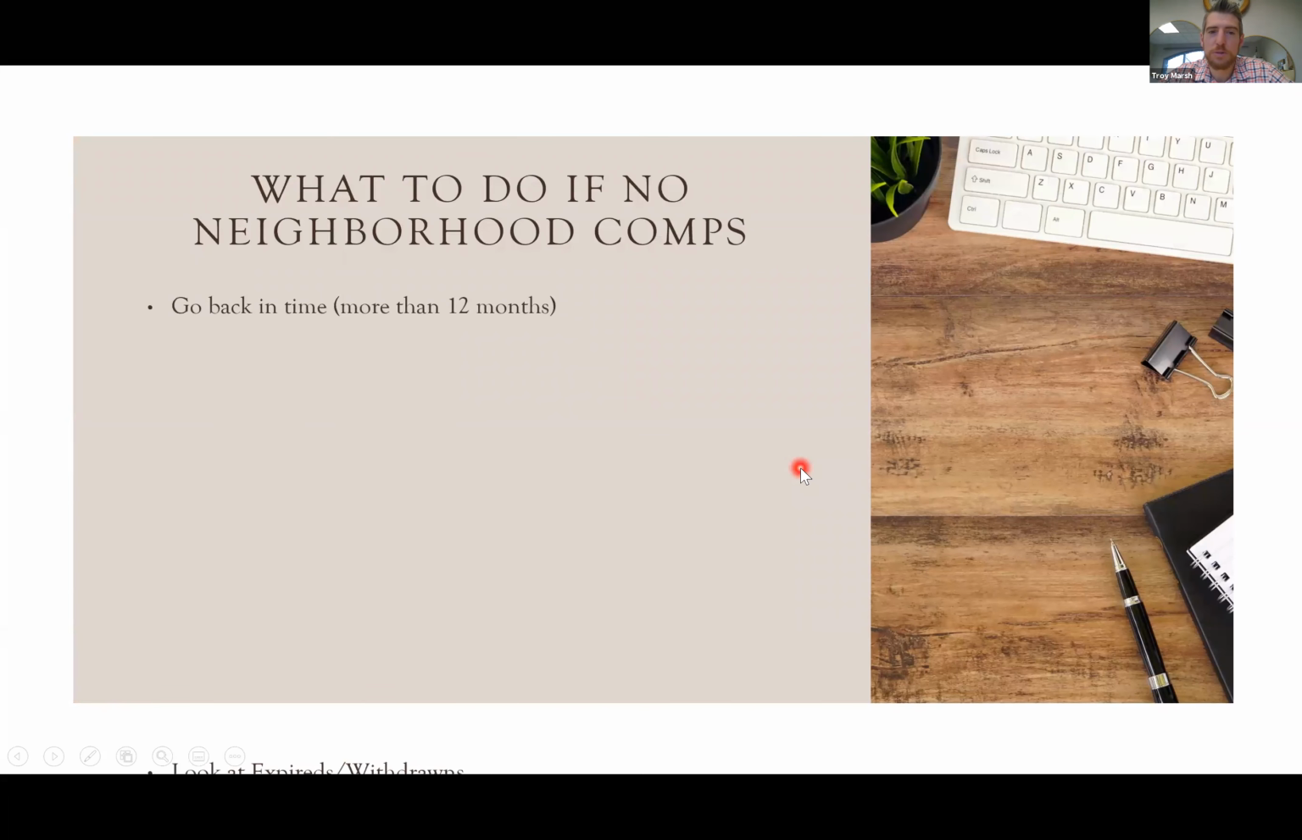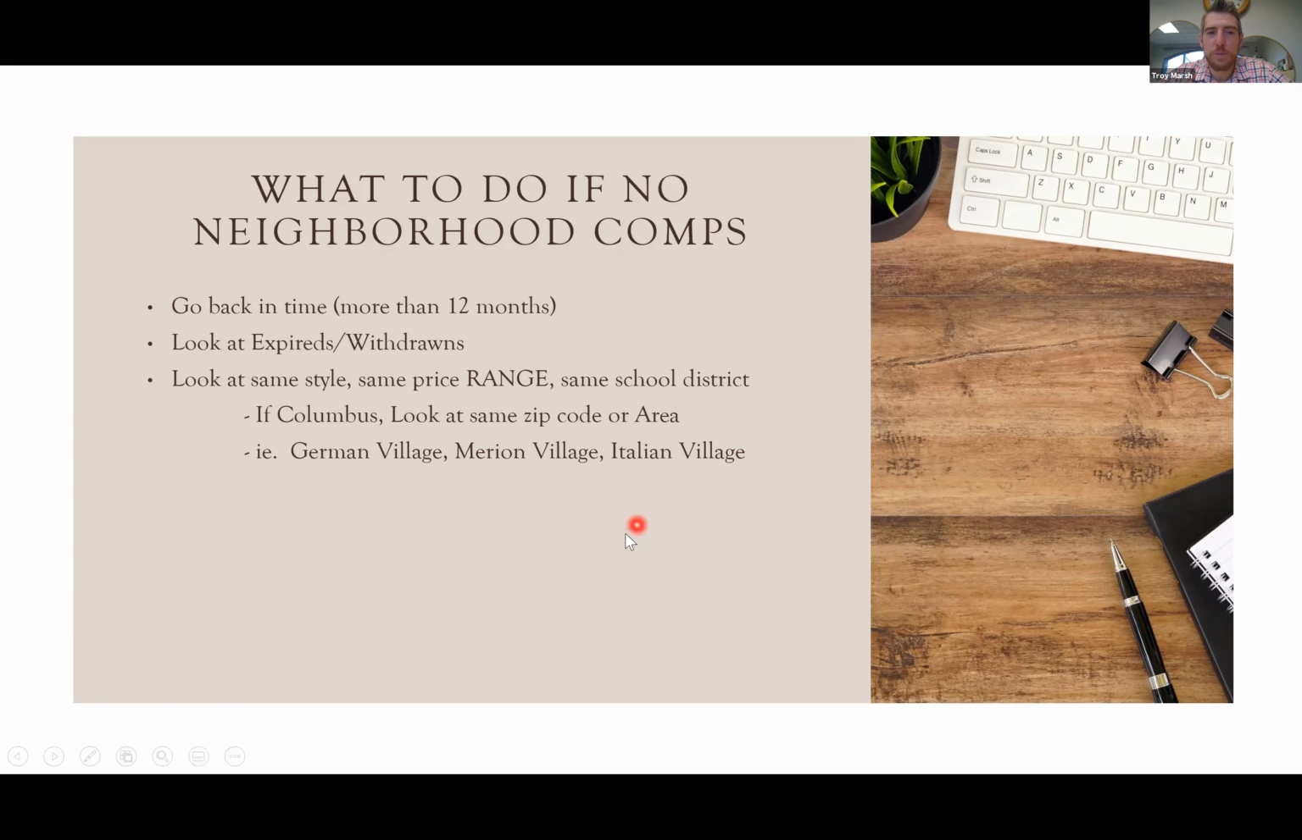And we kind of went through this before, what to do if there's no neighborhood comps. Go back more than 12 months, look at expireds and withdrawns, and then look at the same style, same price range, same school district, and see if there's anything else in the area. Sometimes too, in any market, once I have a range that I'm looking for, I will search that same zip code or school district and say, show me everything that's currently in contract and active between 250 and 275, because that's what our competition is going to be once we go on the market.